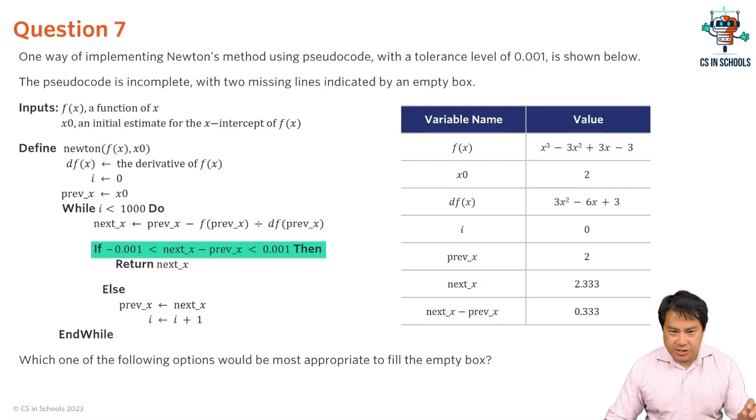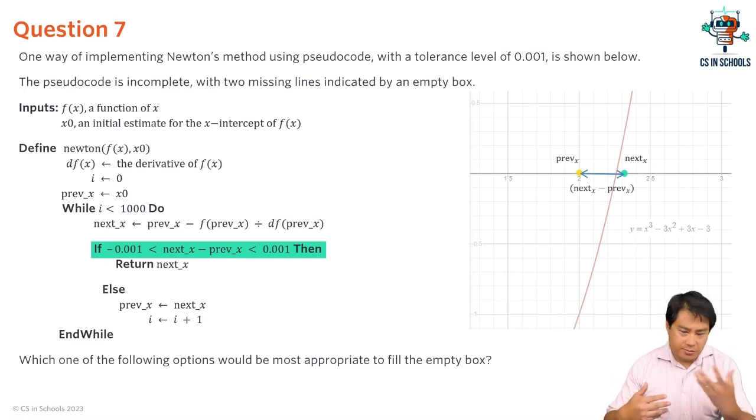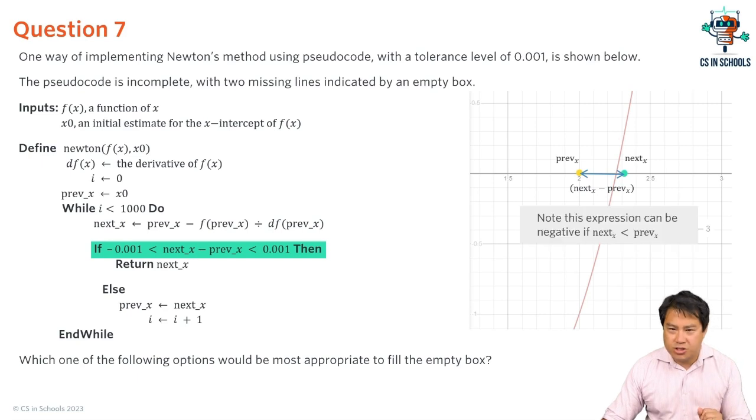So let's take a look at that first line, and I'm just going to focus on the middle expression there between the 2 less than signs. So we're looking at the expression next x minus previous x. If we evaluate that, it's 2.333 minus 2. And what that's doing is it's telling us the gap between the next value, the next estimate that we calculated, and the previous value. What's that gap? And we find that gap by taking away the previous value from the next value. Okay, so that's what that point is. What's the gap? What's the movement?